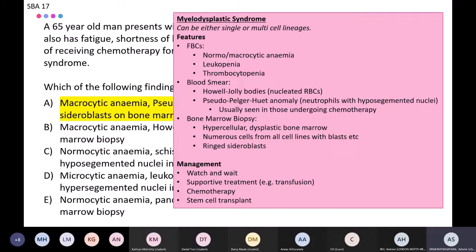And then on bone marrow biopsy, you can get this kind of hypercellular dysplastic bone marrow, and you'll get loads of cells from different cell lines with loads of blasts as well, and you'll get these ring sideroblasts. So you'll see the ring around the red blood cells. And the main management for this is usually watch and wait, have supportive treatments, things like transfusion, chemotherapy, and stem cell transplant.